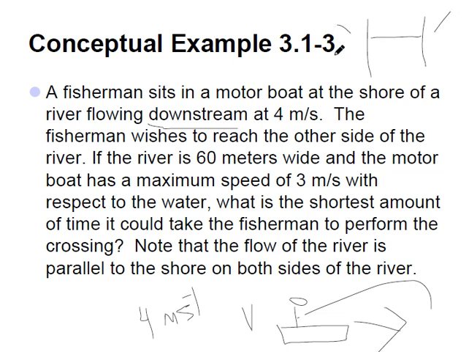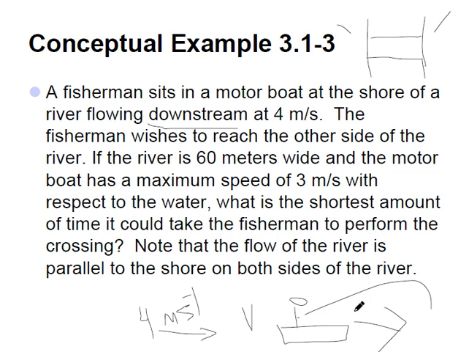So the river has two sides, this side and that side. Your river is flowing at 4 meters per second. The fisherman is sitting in the boat on one side, and he wants to go to the other side. If that river is 60 meters wide, now I'm telling you the dimensions of the river.